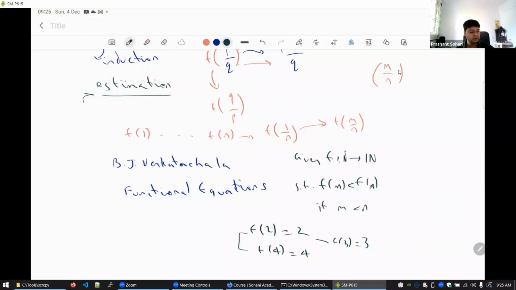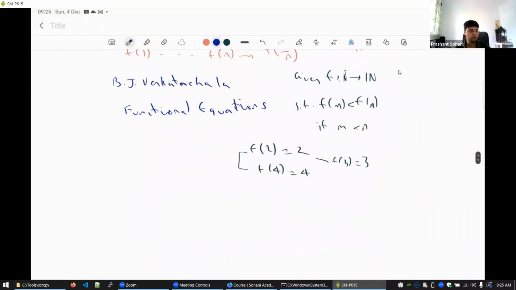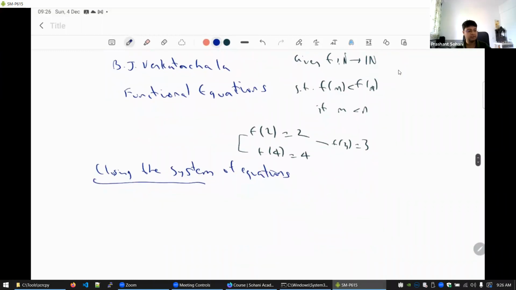But there is only one technique which is the most useful across all domains, and that is the one which we always try to think about. I don't know if there's a name for this, but we can call it closing the system of equations. So what is the meaning of this term, closing the system? Basically, as I mentioned at the start, a functional equation is basically an infinite number of variables and infinite equations. And we don't have any method to solve an infinite-variable system directly this way.